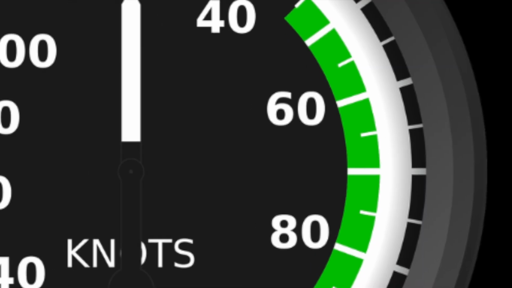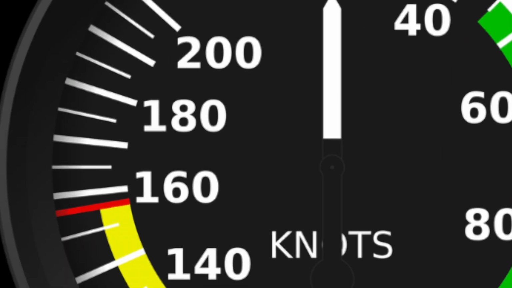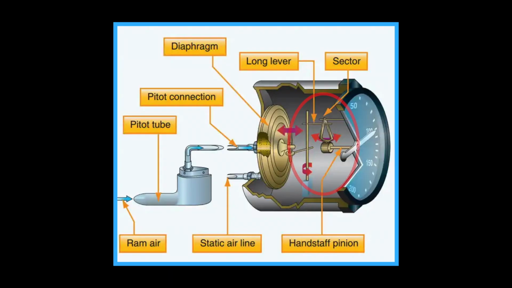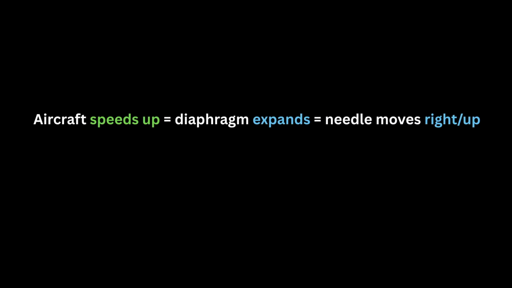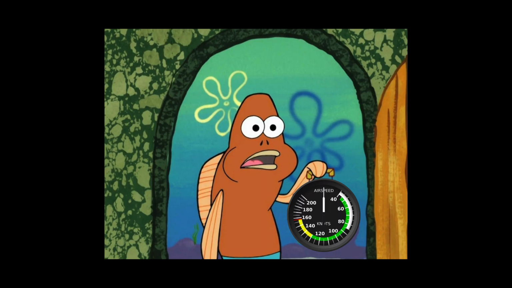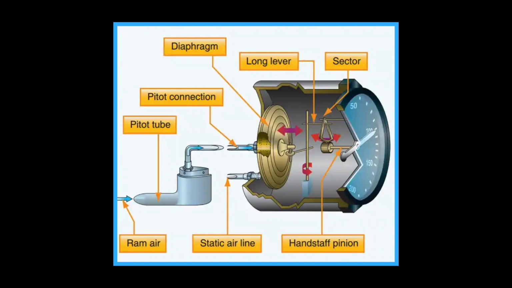Can you think of something else in the airspeed indicator that moves with airspeed? The needle, right? Well, this isn't a coincidence. As the diaphragm expands, it turns rods and levers that are connected to the needle. So essentially, when the aircraft speeds up, the air pressure expands in the diaphragm, turning the needle to the right. When the aircraft slows down, the diaphragm contracts, turning the needle back to the left. And this is how we get our airspeed readings. While it may look complicated, the process is actually fairly simple.